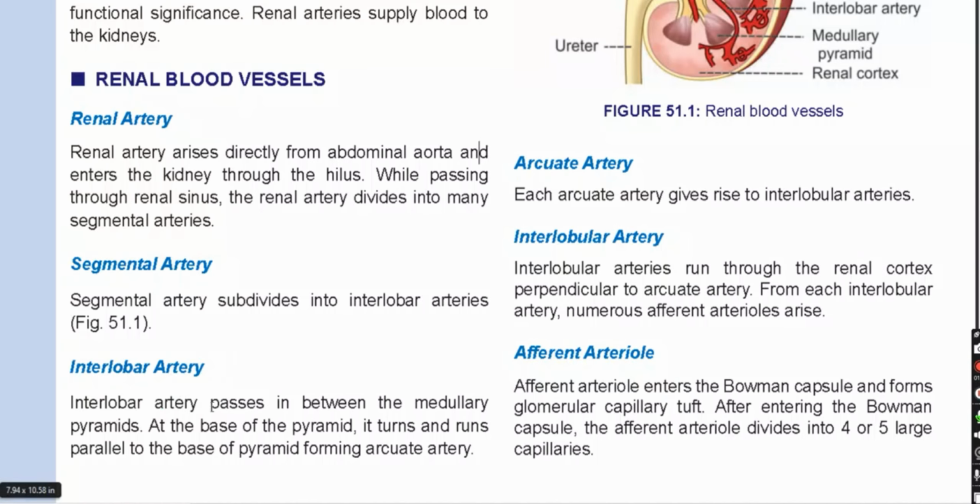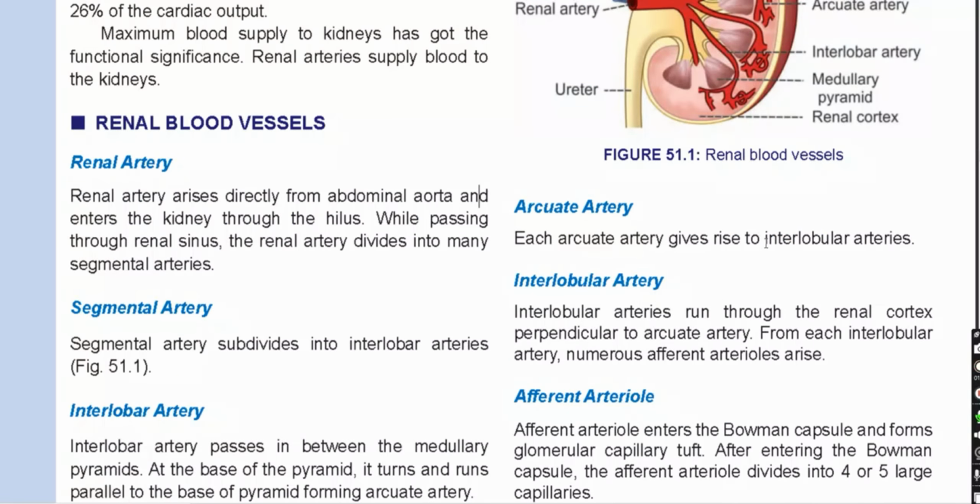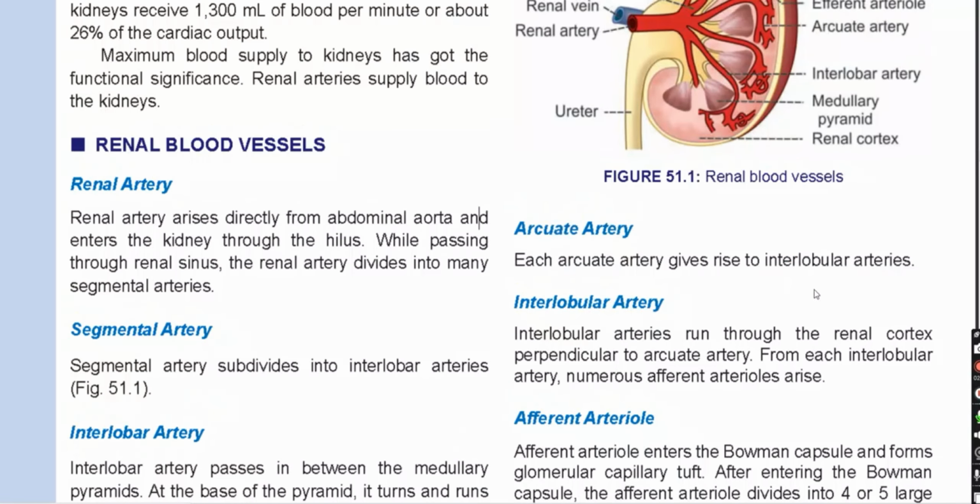What are the interlobar arteries? The interlobar artery passes in between the medullary pyramids. At the base of the pyramid, it turns and runs parallel to the base of the pyramid, forming the arcuate artery. Each arcuate artery gives rise to the interlobular arteries, which run through the renal cortex perpendicular to the arcuate artery. From each interlobular artery, numerous afferent arterioles arise.